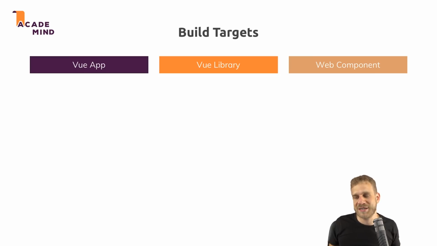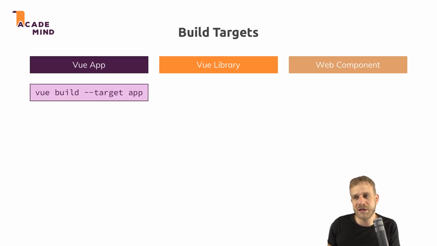Let's have a look at this step by step. The Vue app is what we built thus far. We run it with vue build --target app or just vue build. It's the default. The default target is app.